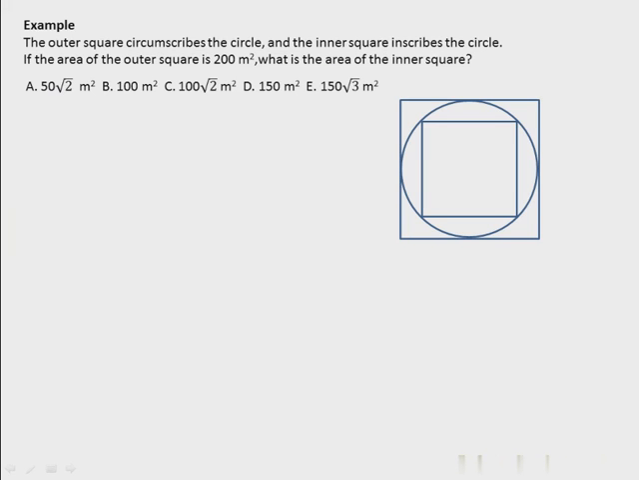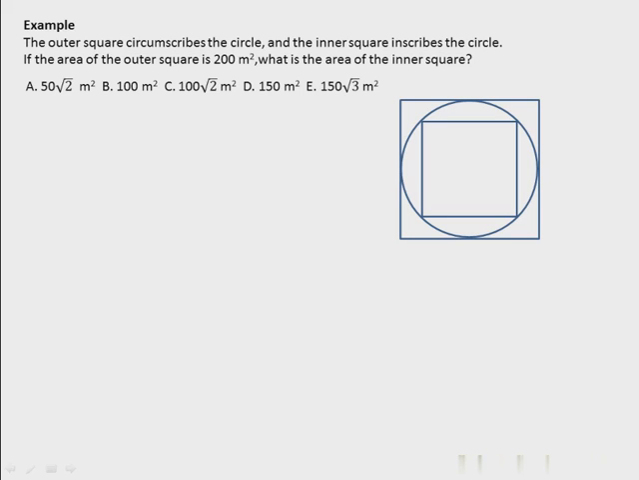Okay. These are very commonly asked questions where they relate two different shapes. In this case, they're relating circles and squares. So they often involve a circle within other shapes. What's given here? The outer square circumscribes the circle and the inner square inscribes the circle. What does it mean? That means the outer square just touches the circle. It does not cut it. And the inner square also just touches the circle. It does not cut it.